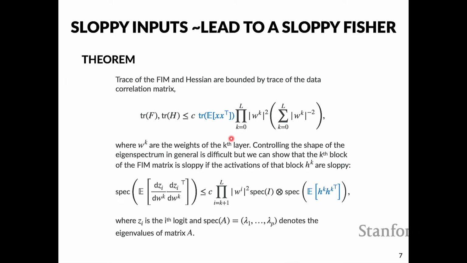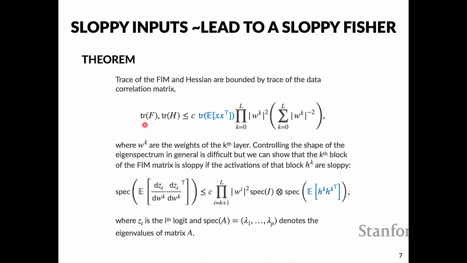Just a quick picture of the mathematics. We would really like to show that sloppy inputs, so the blue line being shaped in this peculiar way, lead to sloppy Fisher information or sloppy Hessian. We can't quite show this entire sentence as is, so that is why I put a little tilde here. We can show it in parts.